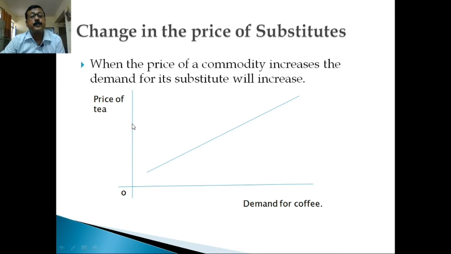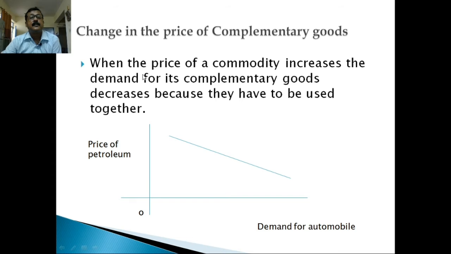So for an increase in the price of tea, the demand for the substitutes will increase. Next is change in the price of complementary goods. How the change in the price of complementary goods will have an impact on the demand of a particular commodity. Suppose we have petrol and demand for automobile.